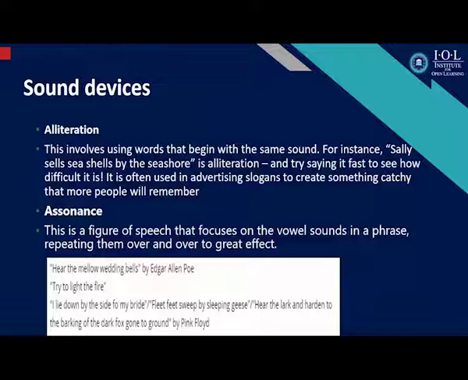For instance, hear the mellow wedding bells by Edgar Allan Poe. Try to light the fire. I lie down by the side of my bride. Fleet feet sweep by the sleeping geese. Hear the lark and the hearken to the beckoning of the dark fox gone to ground. If you look at the sentence that says, I lie down by the side of my bride, fleet feet sweep by the sleeping geese, we use the E vowel sound in that sentence, and it creates an effect when you read it.